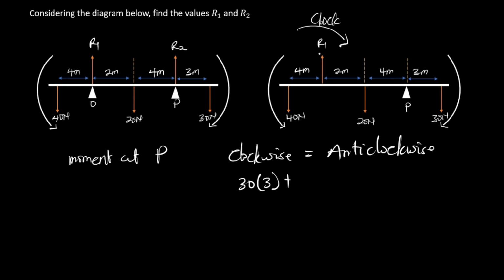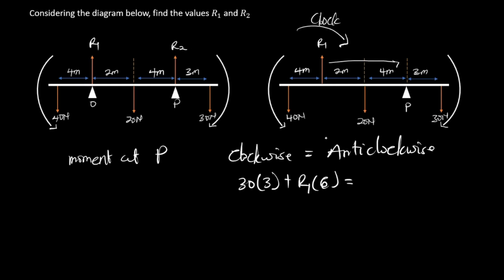It means R1 multiplied by the distance 2 plus 4, this total distance over here, constitutes a clockwise moment. So we have R1 multiplied by 6, and that is equal to, now let's look at the anti-clockwise moment.